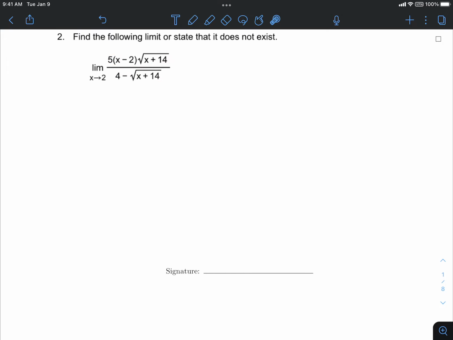On the top, though, you're going to have 5, and this is going to be 2 minus 2. So that will be 0 on the top as well. So this would be something small divided by something also very small. So this would be an indeterminate result.